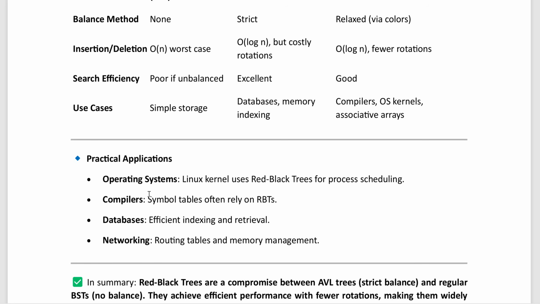So these are some of the practical applications. First application is in the operating system, that is Linux kernel. Linux kernel uses red-black trees for process scheduling.